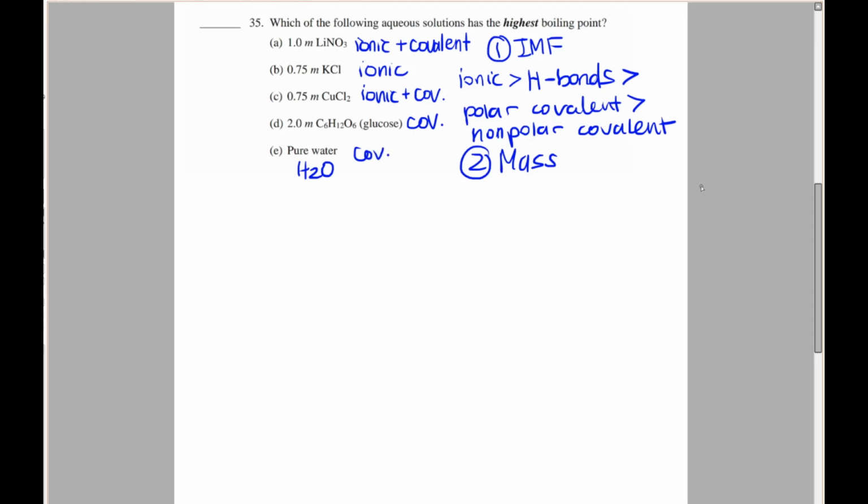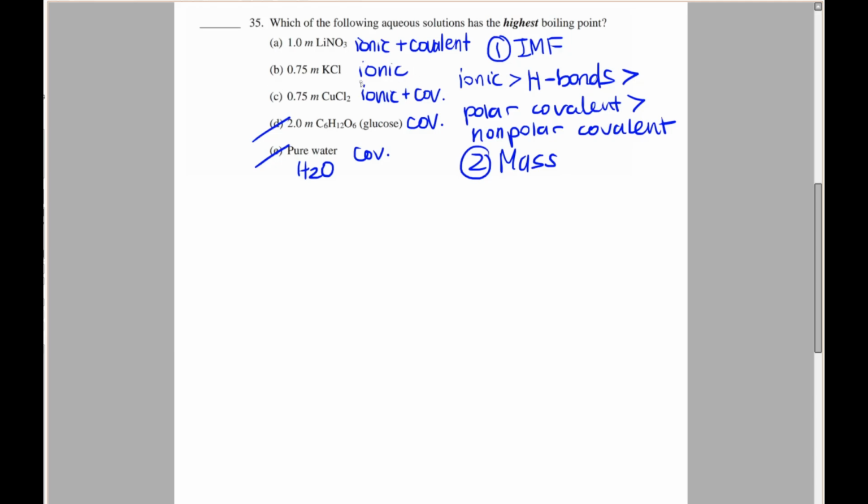So right off the bat, we know that in terms of intermolecular forces, the more of these forces there are, and the higher they are on this hierarchy that we just wrote out, the greater or the higher the boiling point will be. So if we look at this, we know that pure water and glucose will have the lowest boiling points because they are just covalent. And we see that covalent is below ionic in this sort of order we listed out.